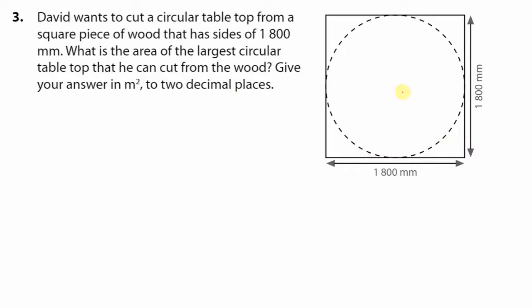So for number 3, David wants to cut a circular tabletop from a square piece of wood that has sides of 1,800 millimeter. You can see it's illustrated in the sketch. What is the area of the largest circular tabletop that you can cut from the wood? Give your answer in square meter. So you are going to have to convert from millimeter to meter, to 2 decimal places.